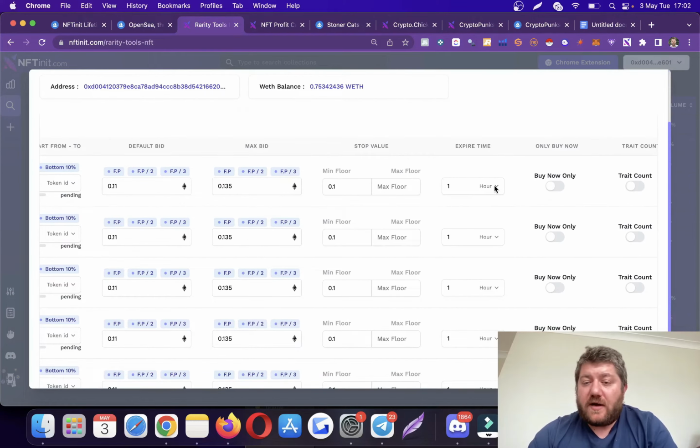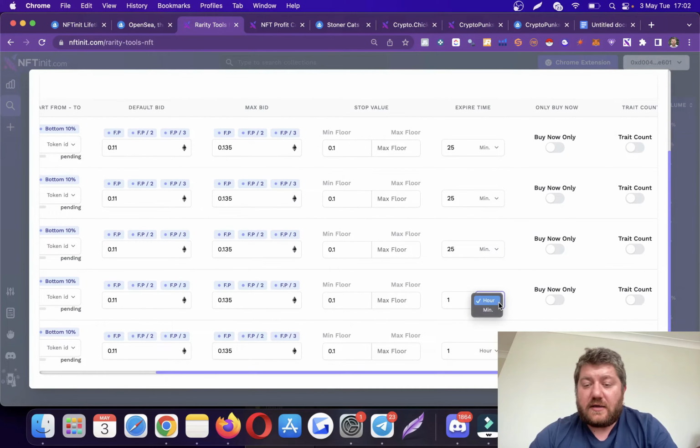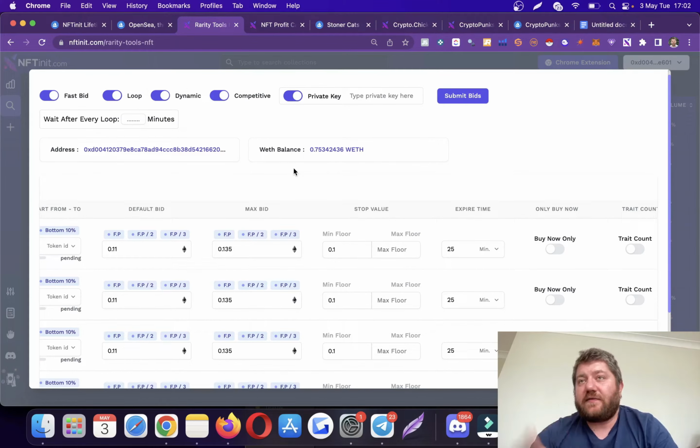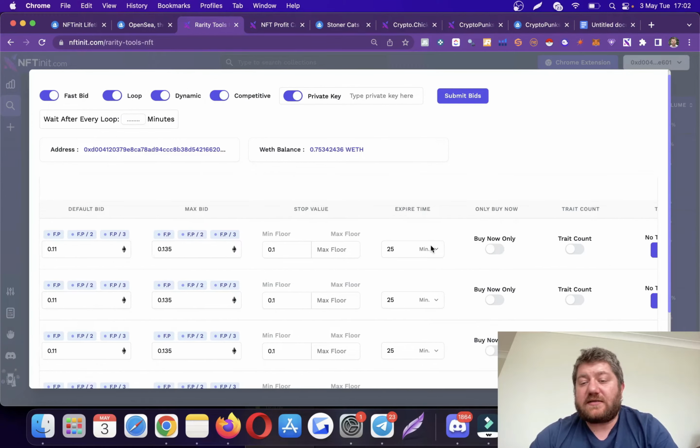And this is the important part. So I want it to expire in 25 minutes. I don't want my VAT balance to finish. So it is already going to take some time to place offers. So I'm just going to make it 25 minutes. And when it starts looping, it will outbid my competitors.